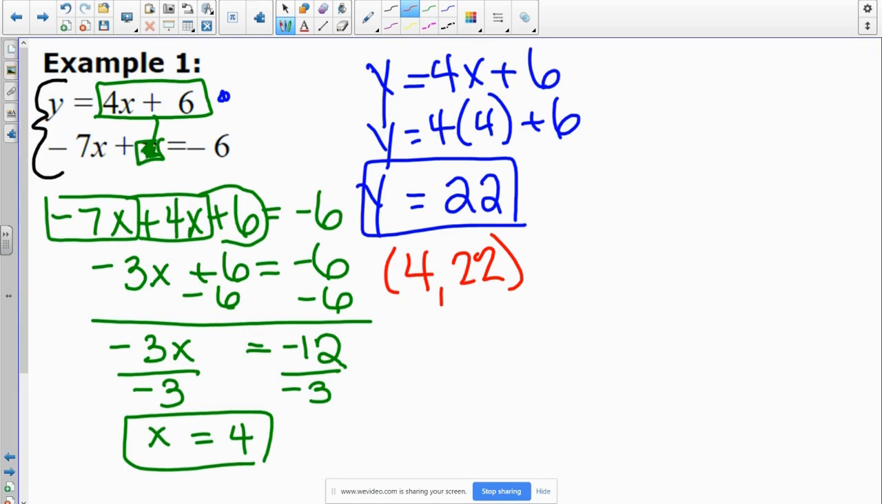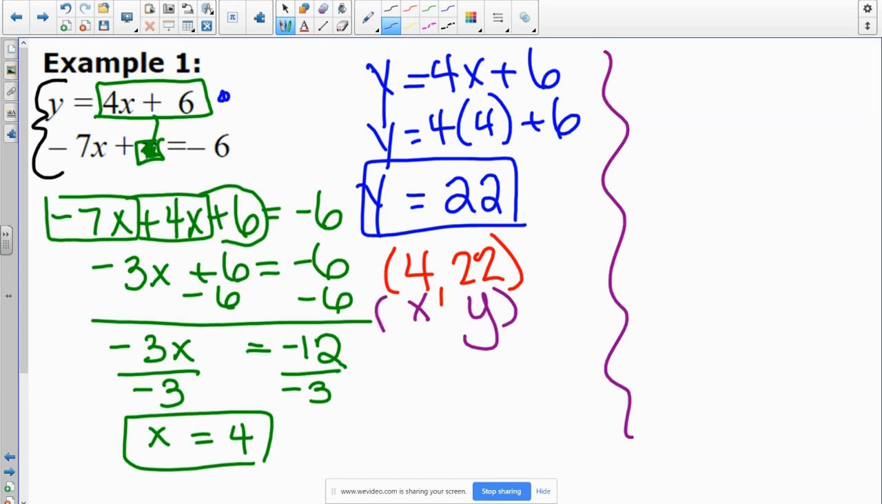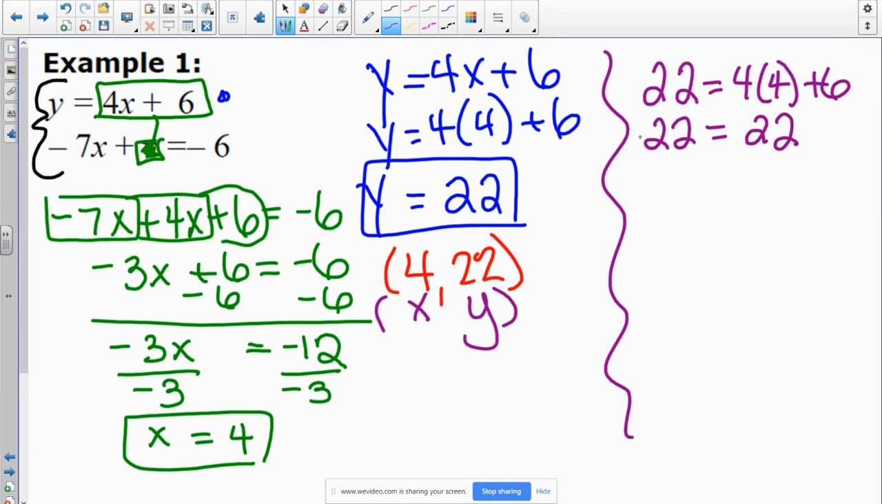Now I'm going to check. So to check, you're just going to plug them back in to make sure it works. Remember, this is your x value and this is your y value. So I'll take the first equation. So y is 22. So 22 equals 4 times 4 plus 6. Again, 4 times 4 is 16 plus 6 is 22. So I get 22 equals 22. Perfect. You got to check it with both equations because it has to satisfy both.